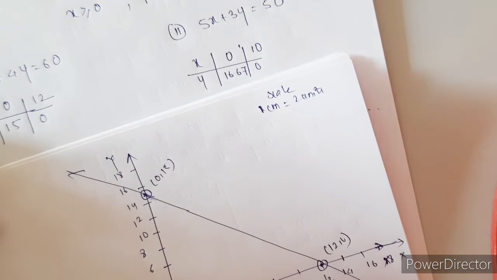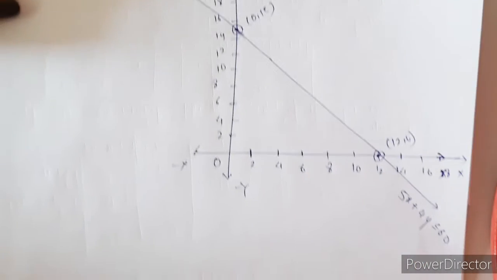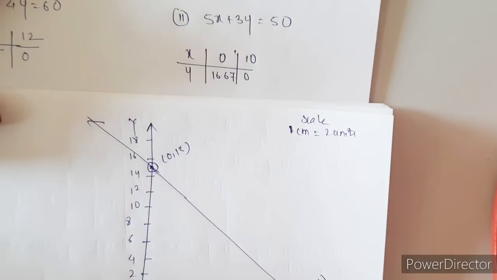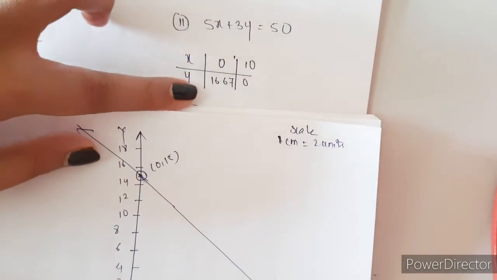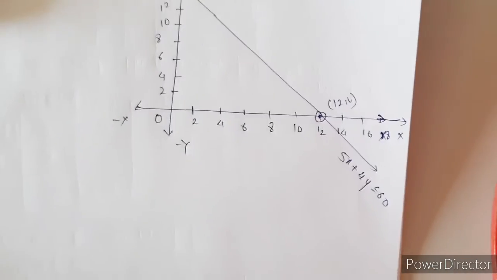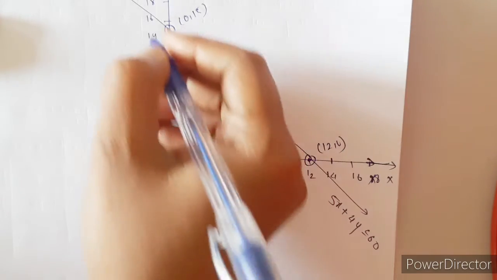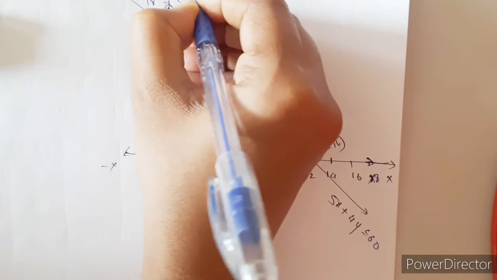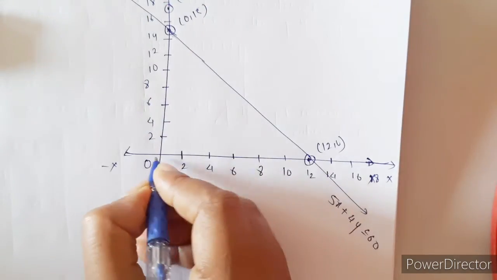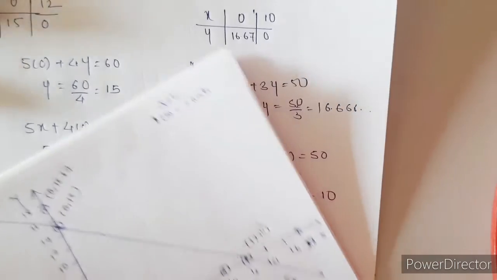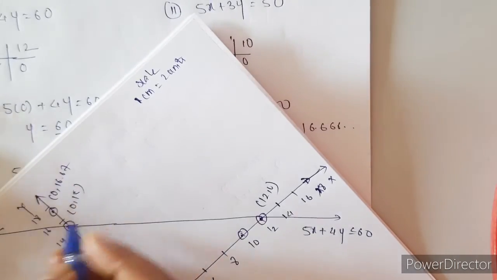Equation of this line is 5x plus 4y less than or equals to 60. Done. Now next point. Here, if x is 0, y is 16.67, and if y is 0, x is 10. So it will be somewhere here, 0, 16.67, and y is 0, x is 10. Again, we have to join these 2 points.